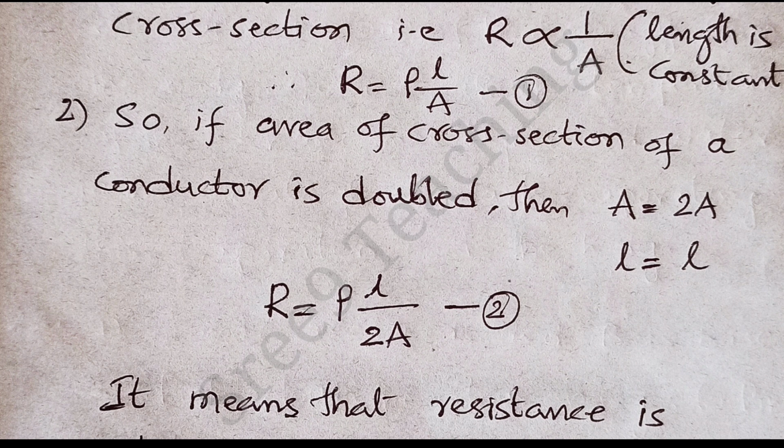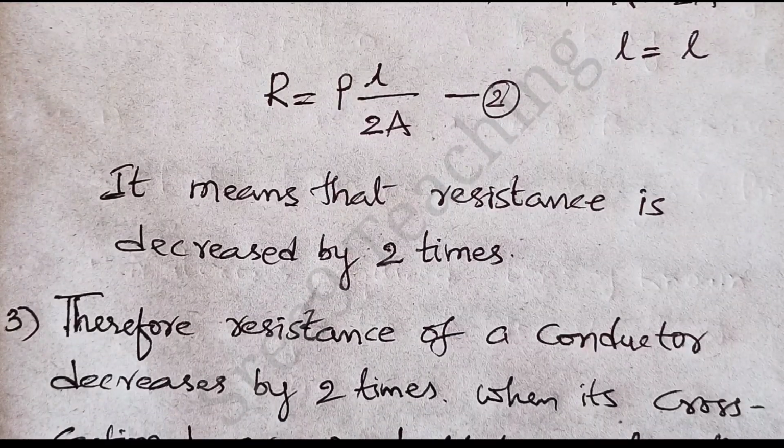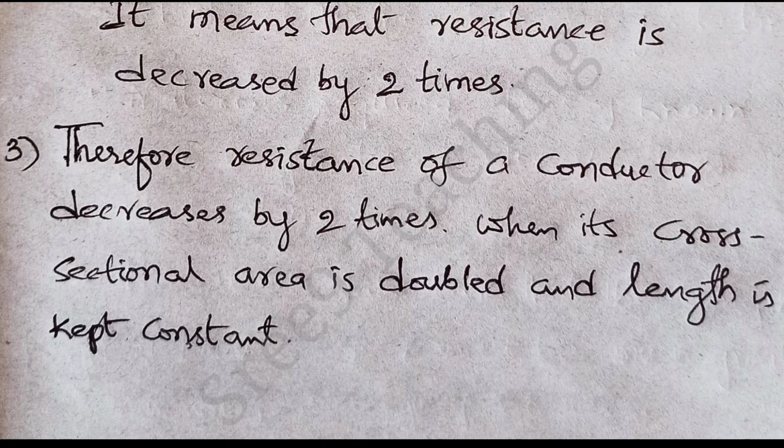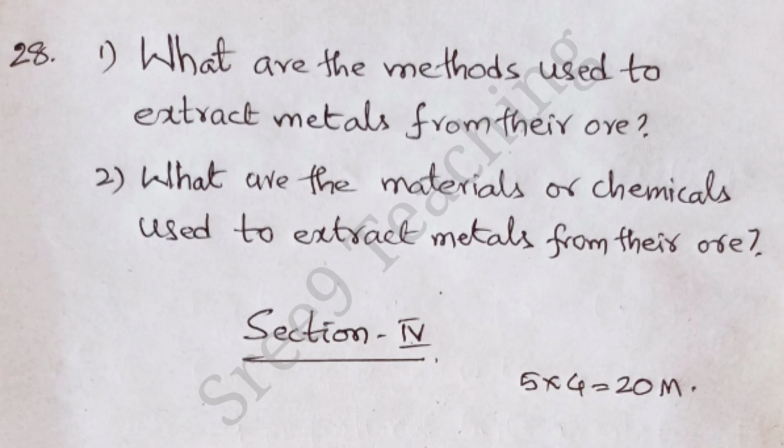Now what happens here? Resistance is equal to rho L by 2A. In equations 1 and 2, in equation 2 the denominator A became 2A. Denominator doubled means the value will be half. It means that resistance is decreased by 2 times. So the conclusion: resistance of a conductor decreases by 2 times when its cross-sectional area is doubled and length is kept constant. That is the 27th answer.